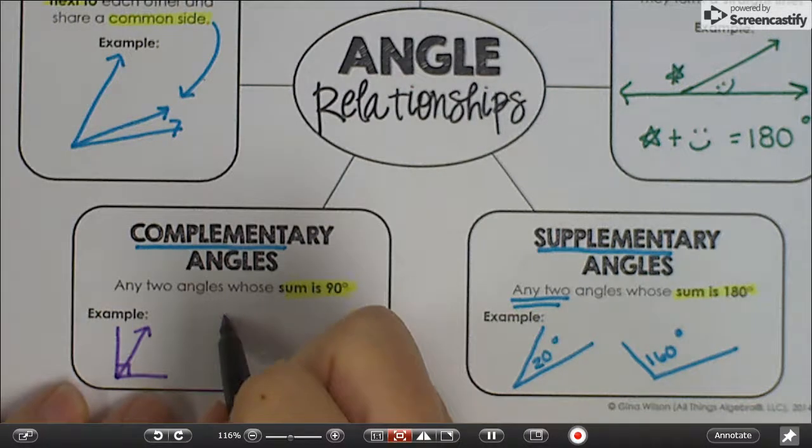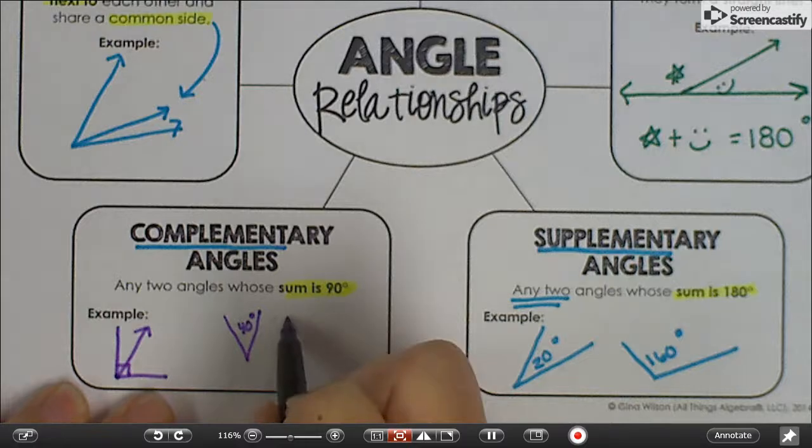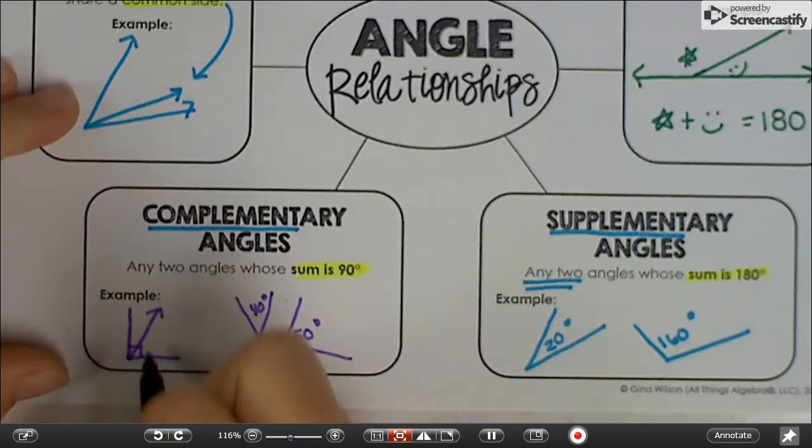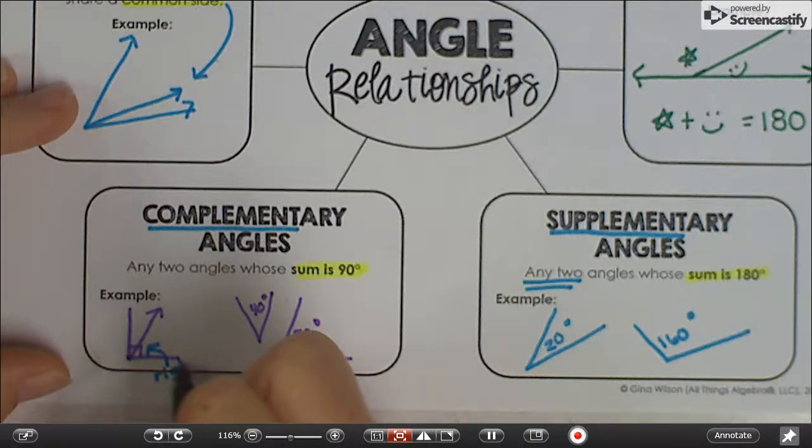Or you could also see them separate, 40 and 50 degrees, where if you put them together, they would add up to 90. Just in case you have forgotten, this symbol right there means it's a right angle, which is 90 degrees.